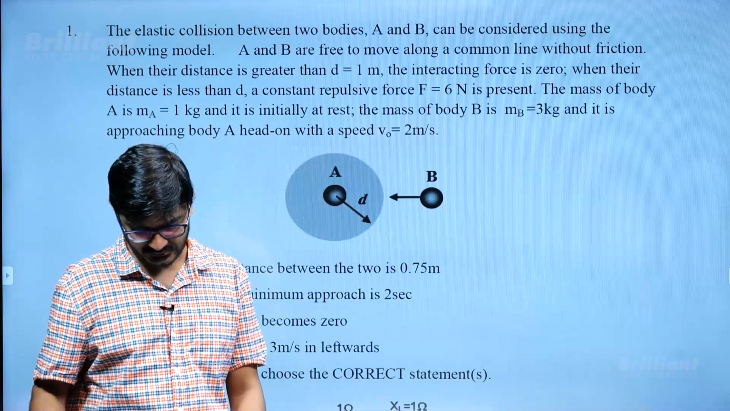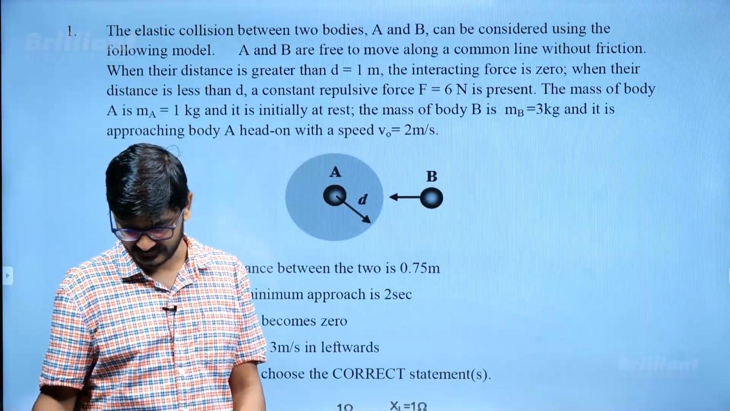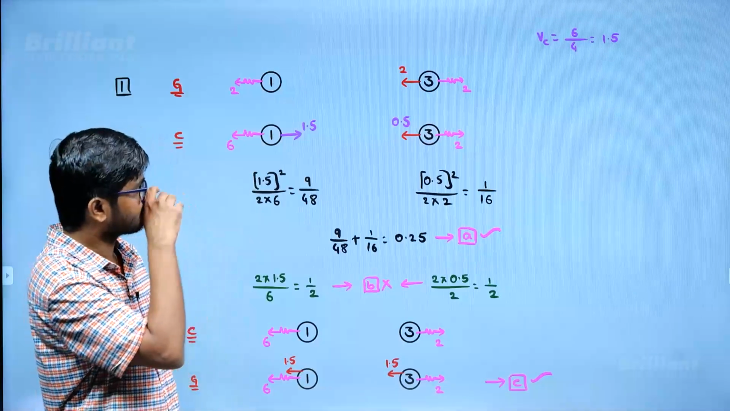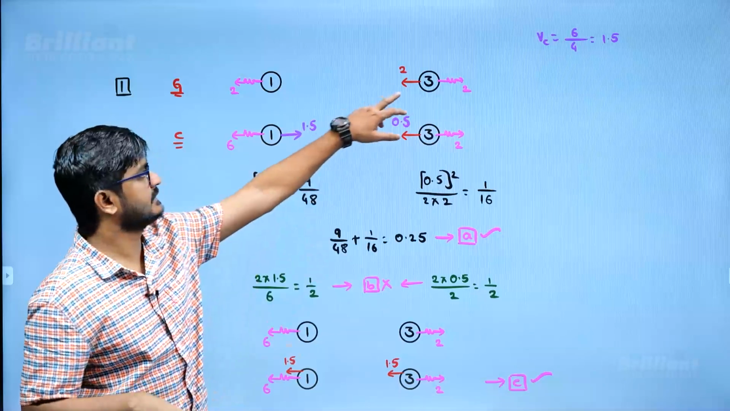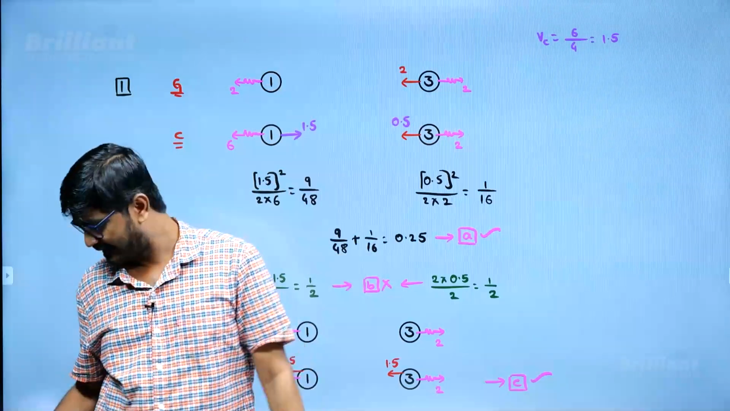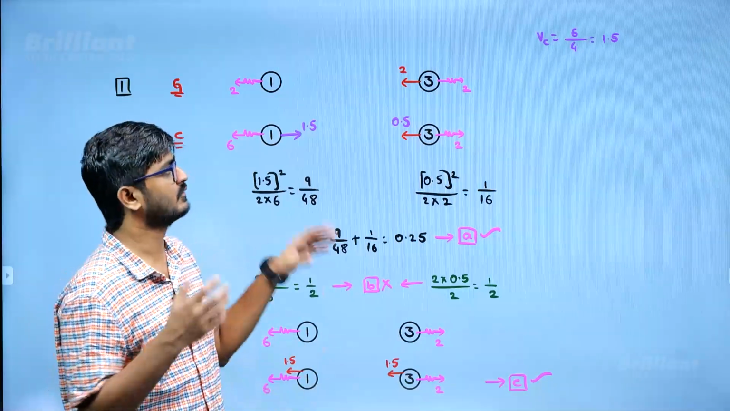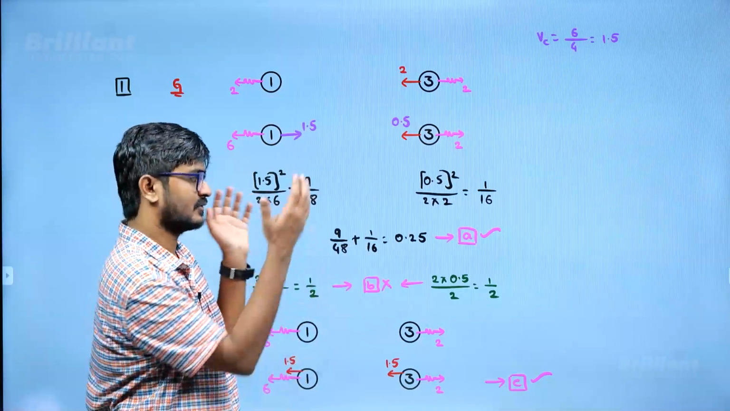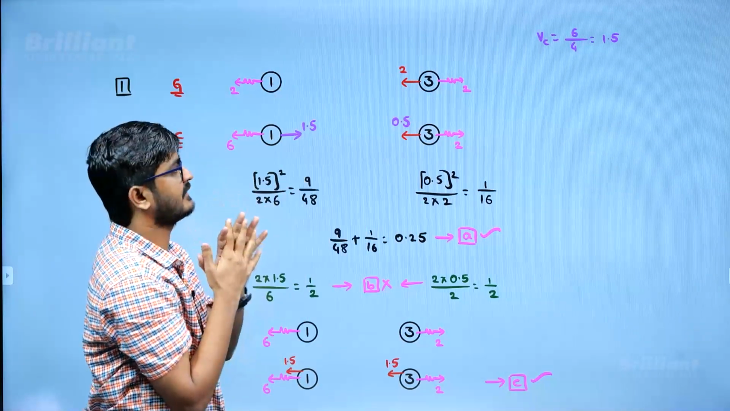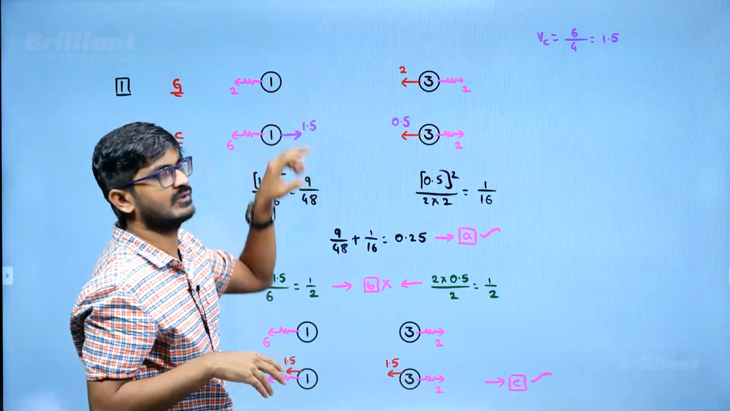They are asking other questions, so we will look into the options later. So this is the initial setup. B is approaching A at a speed of 2. When the distance between them is more than 1 meter, there won't be any force. When it just enters the region where the distance is 1 meter, what is going to happen? There will be a repulsive force on each of them. What is that repulsive force?